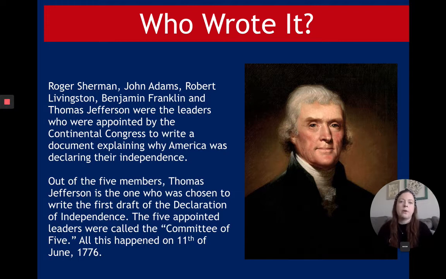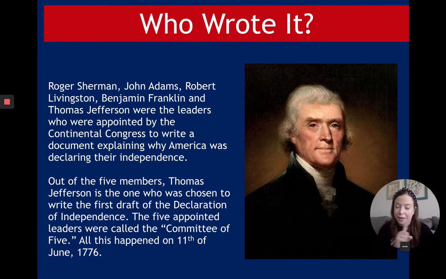So here we go. Who wrote it? Roger Sherman, John Adams, Robert Livingston, Ben Franklin, and Thomas Jefferson, some of those people you really should know at this point, were leaders who were appointed by the Continental Congress to write a document explaining why America was declaring independence. Out of the 5 members, Thomas Jefferson is the one who was chosen to write the first draft.